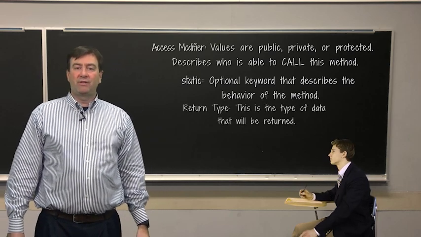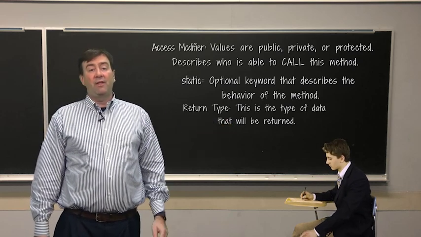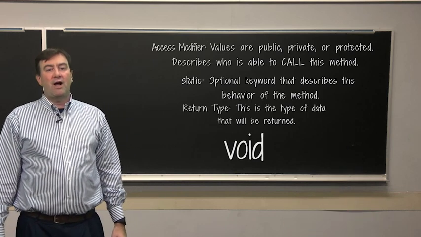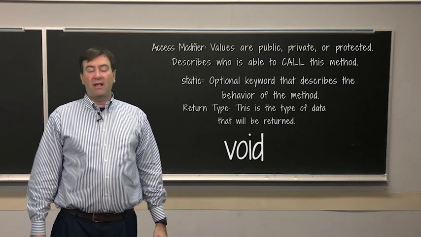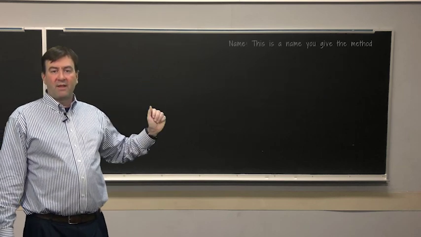Next comes the return type. This is the type of data that will be returned. If nothing is returned, we'll put the word void there. We'll talk about variables in the very next lesson. But for now, just put the word void.